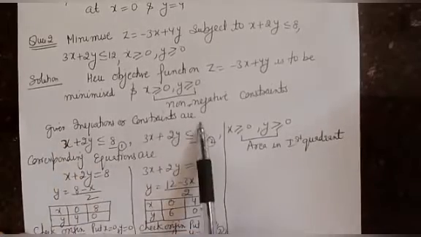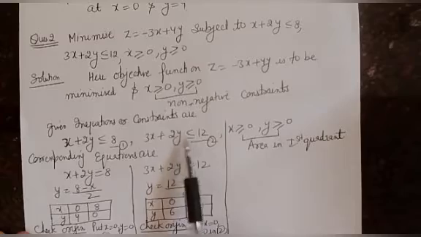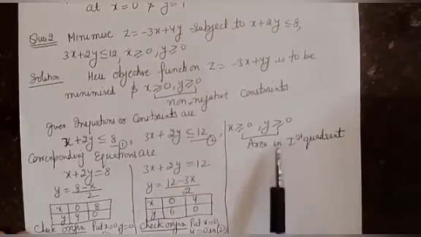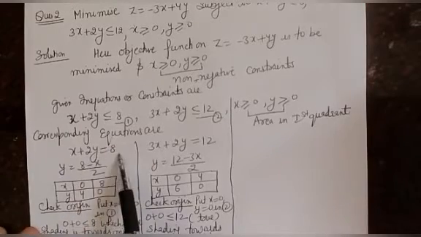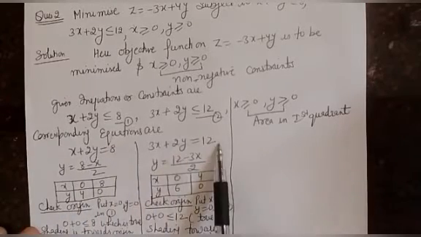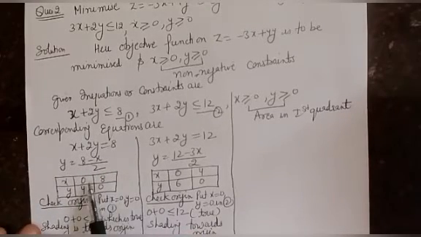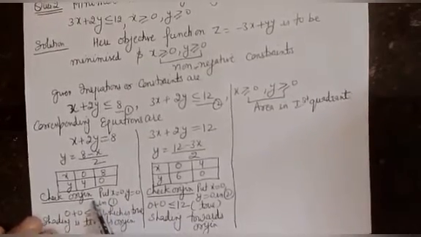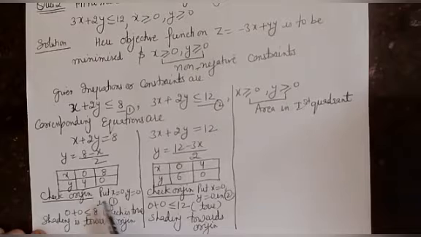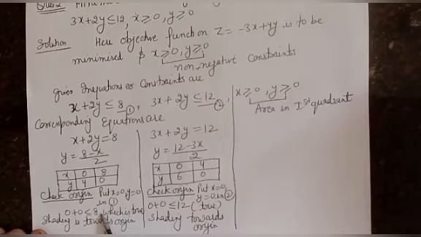And the given inequations are x plus 2y less than equal to 8 and 3x plus 2y less than equal to 12. So consider their corresponding equations: x plus 2y is equal to 8 and 3x plus 2y equal to 12. Prepare the table. y is equal to 8 minus x by 2, just two values. When x is 0, y comes out to be 4 and when y is 0, x comes out to be 8. And then we will check the origin here, how the origin is behaving. So you will put x as 0 and y as 0 in your equation and you will get 0 less than equal to 8.